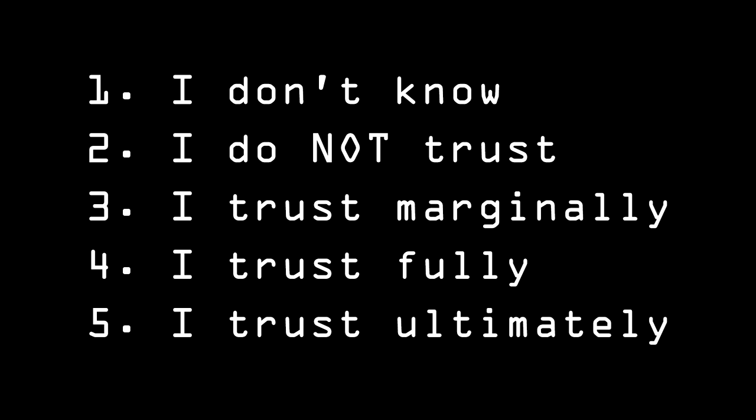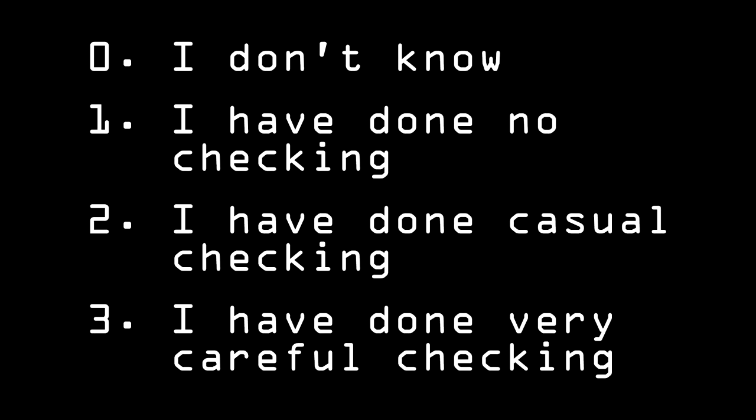What they should do is an indirect trust, which happens when they sign the key. So Bob signs Alice's key, and he can give it one of 4 trust values. 0. I don't know. 1. I have done no checking. 2. I have done casual checking. And 3. I have done very careful checking. Since they actually got together, exchanged keys, and verified them, Bob can sign Alice's key at level 3.